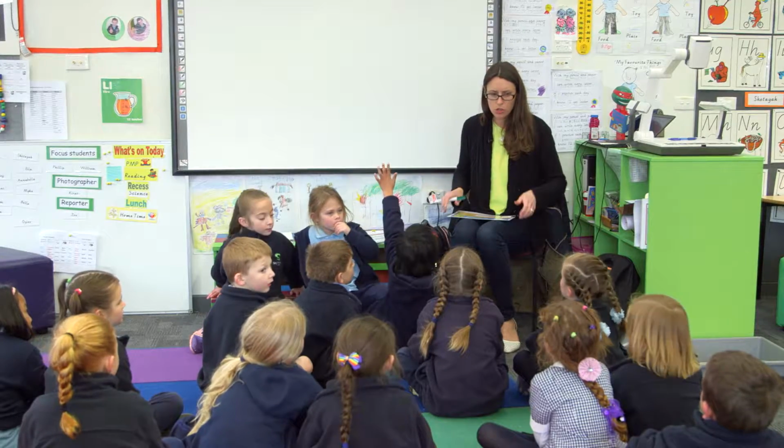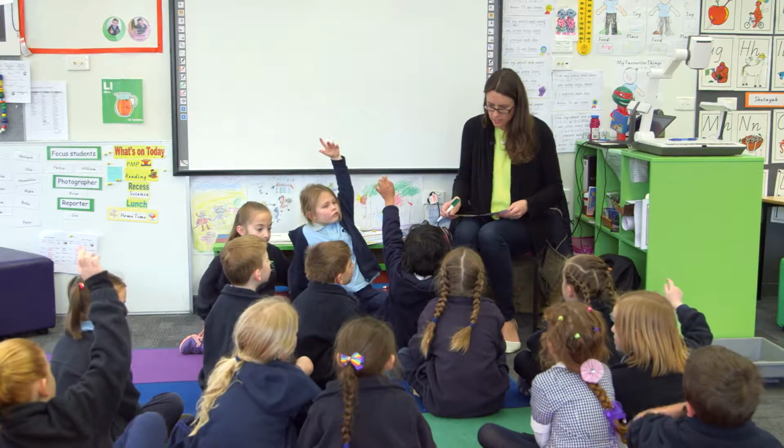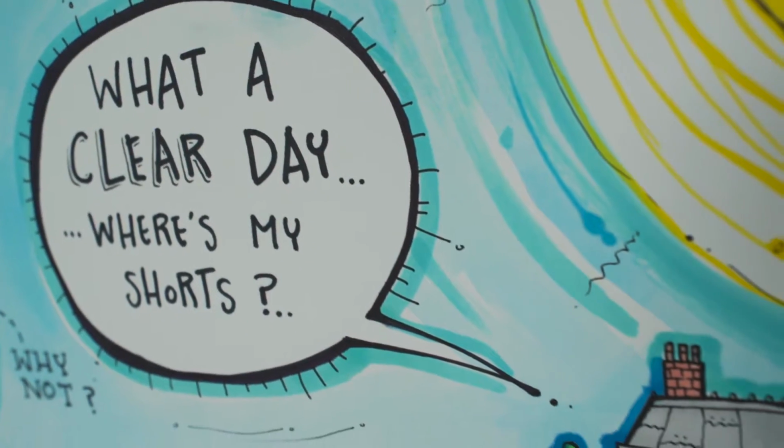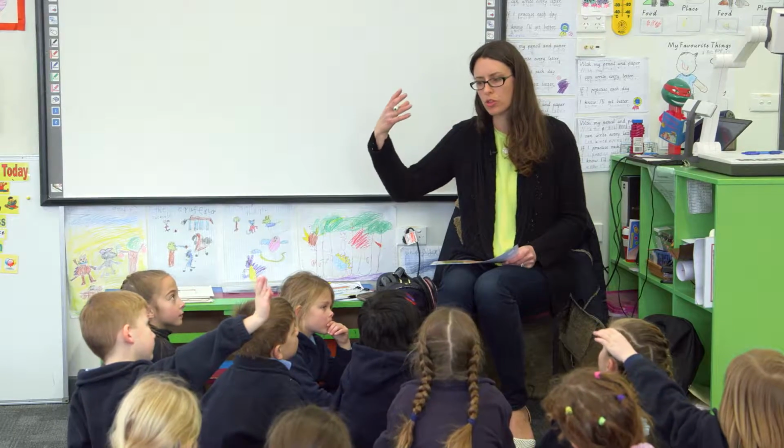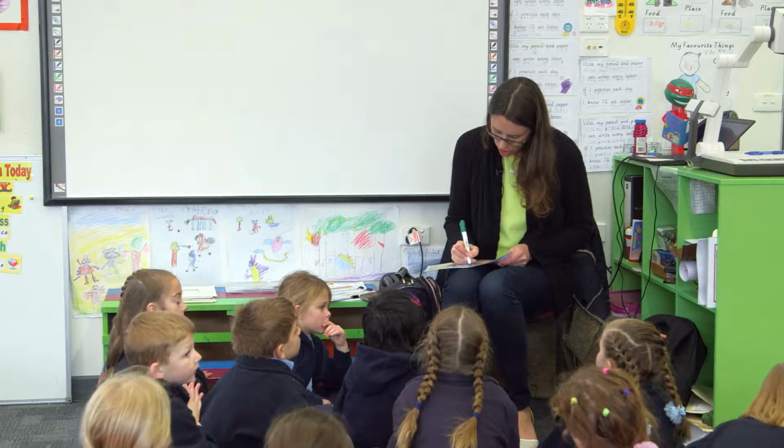Raise your hand if you think you know what today's date is. Yes. Let's have a think. What comes after 9? 10. So 29, and then we'd go to 30. So today is the 30th.